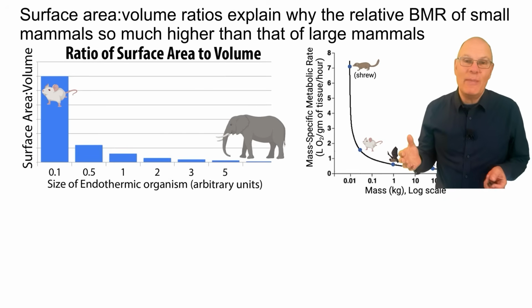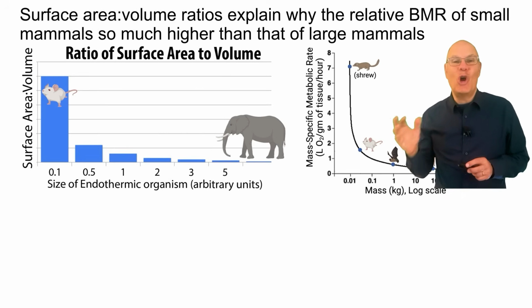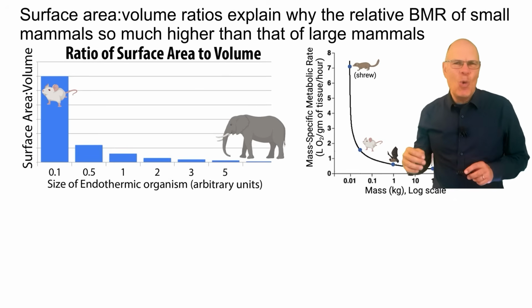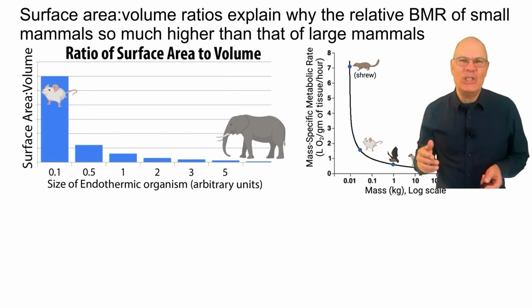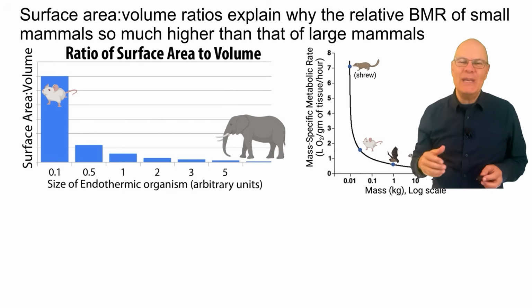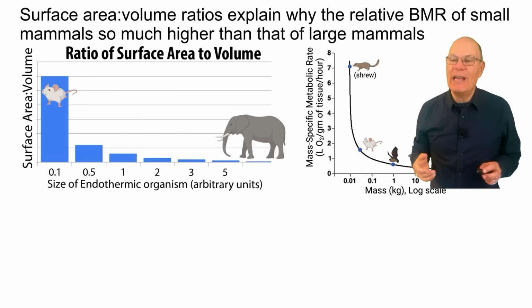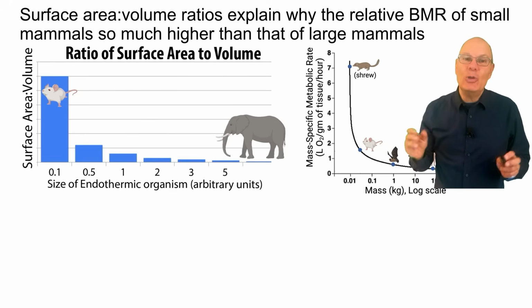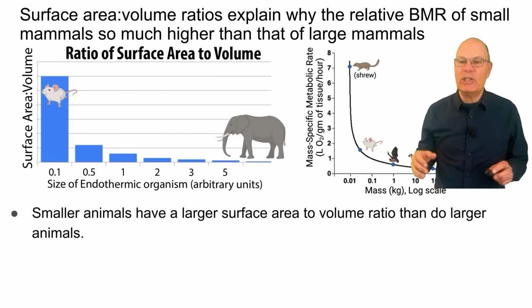Why are relative metabolic rates so different for large animals and small animals? Why is the metabolic engine of a mouse or a shrew revving at such a higher speed than that of a huge animal like an elephant? It has to do a lot with surface area to volume ratios. That's a lot of the explanation.